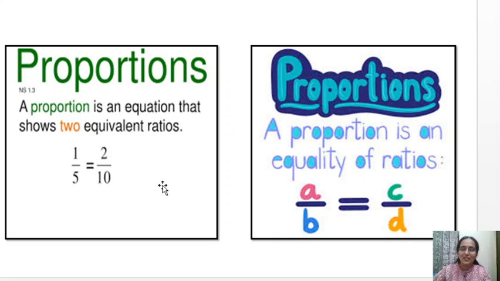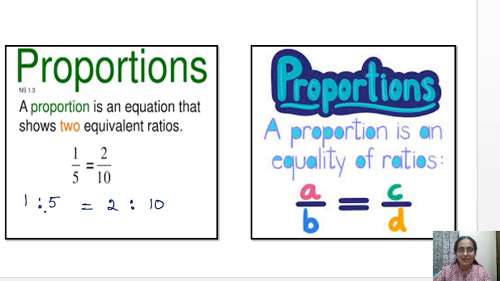You now know two equivalent fractions. The first fraction is 1 by 5 and the second fraction is 2 by 10. 1 by 5 is equal to 2 by 10. These are two equivalent fractions. Let me write the fractions as ratios now. The first fraction is written as 1:5. There is an equal sign in the middle. The second fraction is written as 2:10.